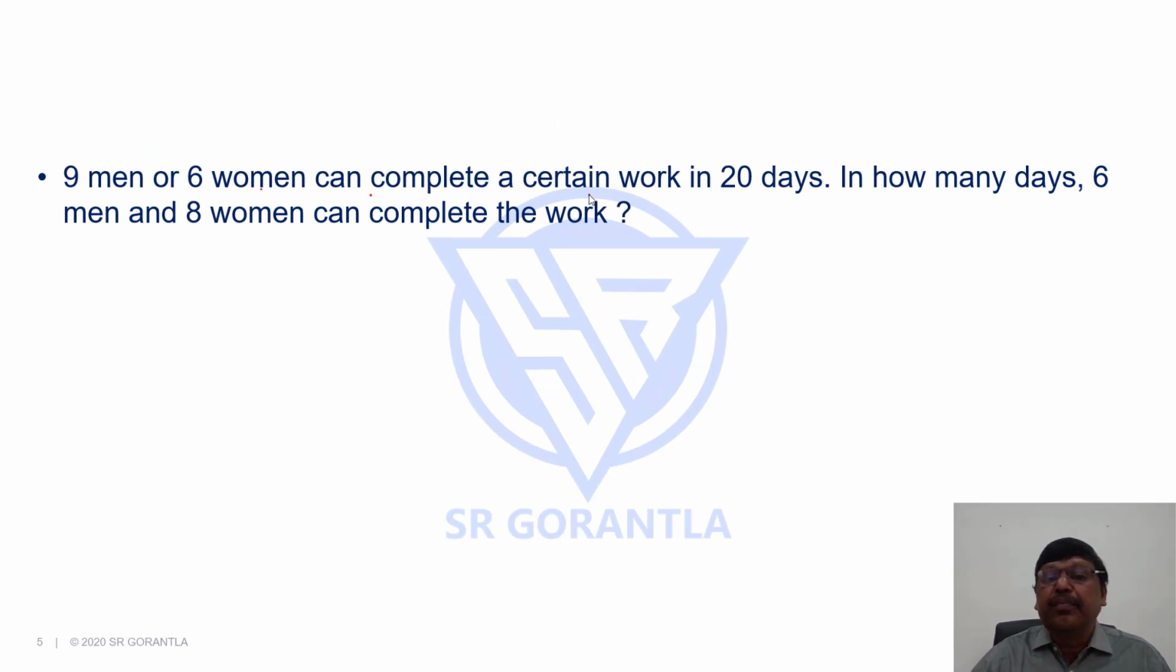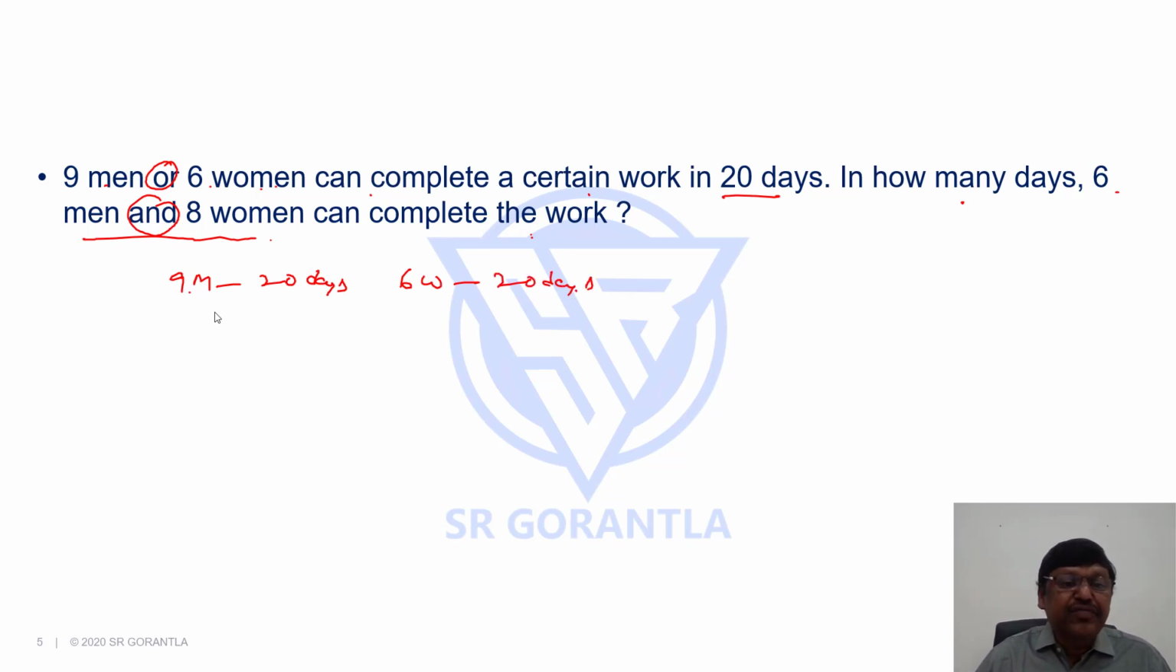9 men or 6 women can complete a work in 20 days. In how many days can 6 men and 8 women complete the work? Here it is "or", in this case it is "and". When we say 9 men or 6 women can complete the work in 20 days, it means 9 men can complete the work in 20 days or 6 women can complete the work in 20 days. Now, from this we can say the capacity of 9 men equals the capacity of 6 women. Rather, 9 men's 1 day's work will be equal to 1 day's work of 6 women. Or we can say the 1 day's work of 3 men will be equal to 2 women if we cancel 3 both sides.